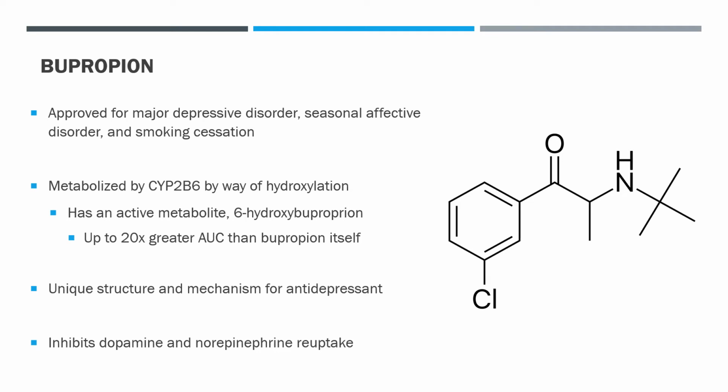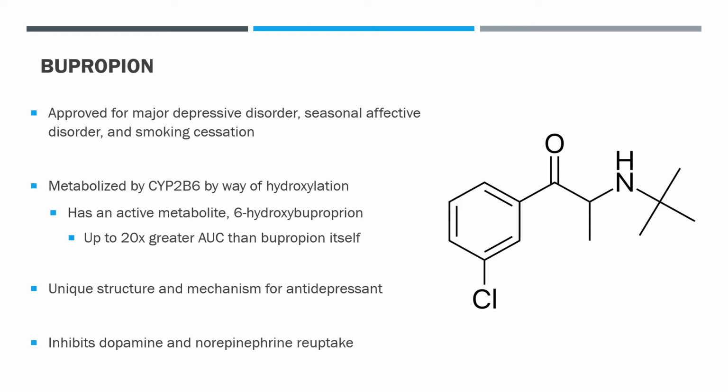So in vivo research has shown that up to 20 times greater AUC is seen in the active metabolite as compared to bupropion itself. So as you can see, that is pretty important to the action of this drug. It's not quite a prodrug, but definitely you're losing a lot, maybe even most of the effectiveness if you decrease the amount of that active metabolite that we're seeing.